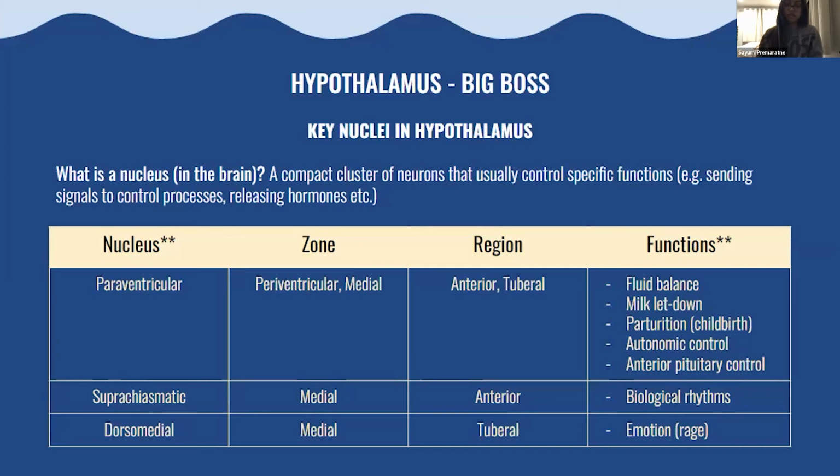And then also the anterior pituitary, which is just a part of your brain that releases a bunch of hormones to regulate different functions. And then the suprachiasmatic is responsible for managing your biological rhythms, so when you're feeling awake, when you start to feel sleepy at the end of the day. And then the dorsomedial is related to things like emotions, especially things like rage.